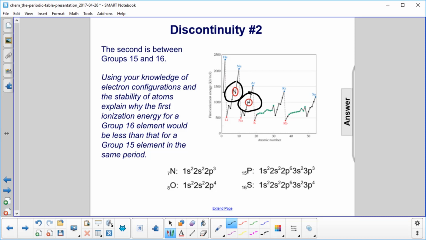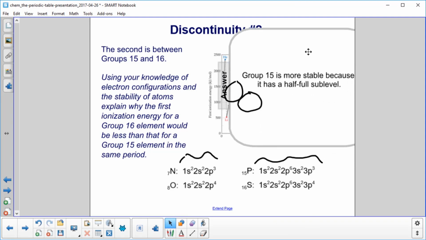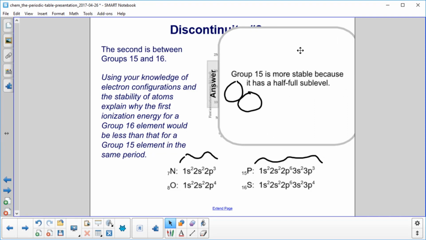So if you look at the configurations, nitrogen, which is group 15 here, and phosphorus both have half-full sublevels with the 2p3, and in this case for phosphorus, the 3p3. Oxygen and sulfur will gain more stability by giving up an electron so that they have a half-filled subshell. So let's see if the answer agrees with us. Yep, group 15 is more stable because it has a half-full sublevel.